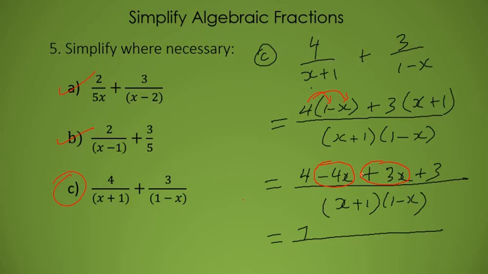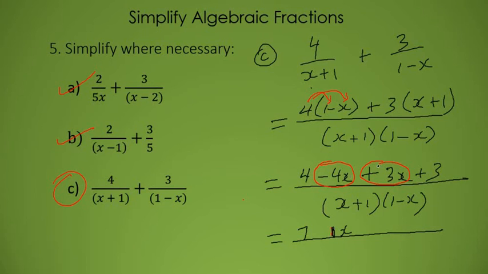So negative 4x plus 3x will be negative x. Why negative x? Think about it. We have negative 4 plus 3. These are like terms, by the way. Negative 4 plus 3. All right? Opposite signs you subtract. So 3 from 4 gives you 1. And since we're dealing with x, we provide the x.